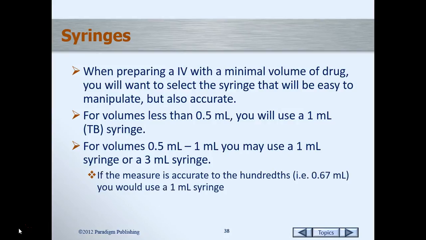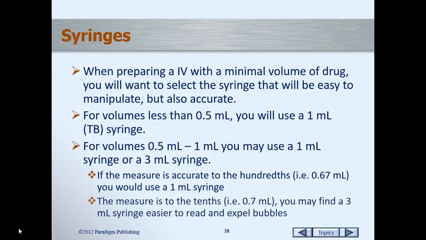If the measure is accurate to the hundredths, like 0.67, you must use the TB syringe because you have to go out to that hundredths place. However, if it measures to the tenths, like you need 0.5, 0.6, 0.7, a 3 milliliter syringe may be easier to read, as well as to expel those air bubbles.